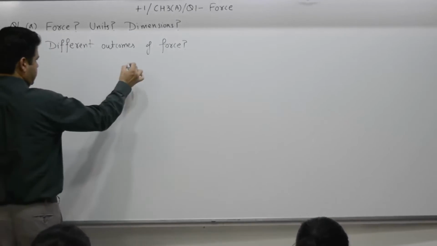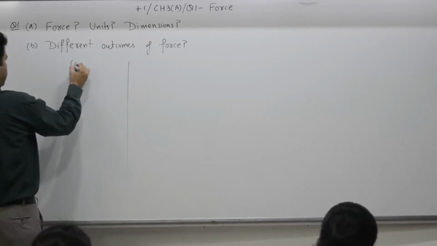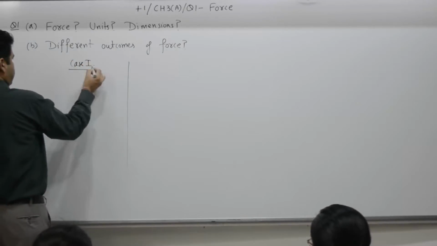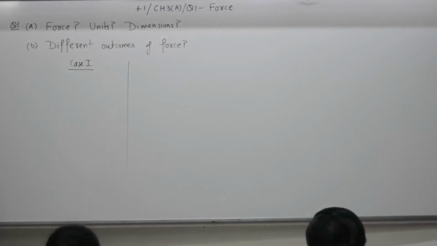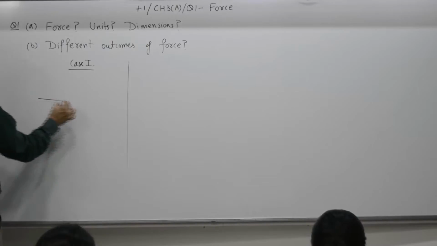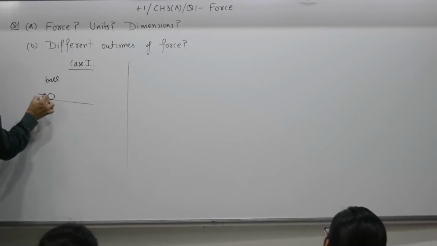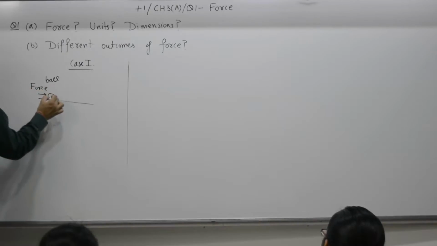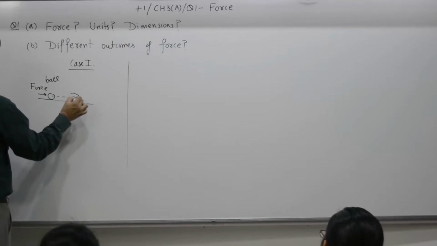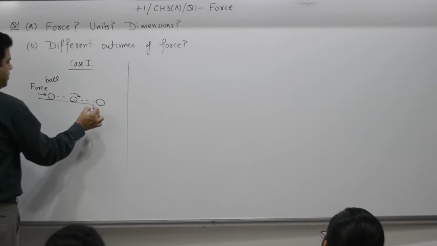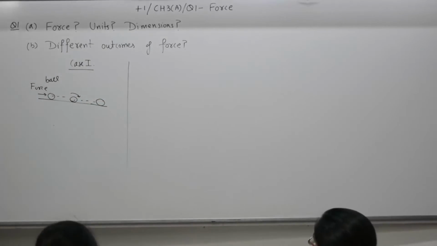First one was case number 1. When you push a ball lying on the ground, it starts rolling. Object is at rest, a cricket ball. You apply force and it starts rolling. So your effort has resulted in motion. The force exerted thus produced motion in the ball.